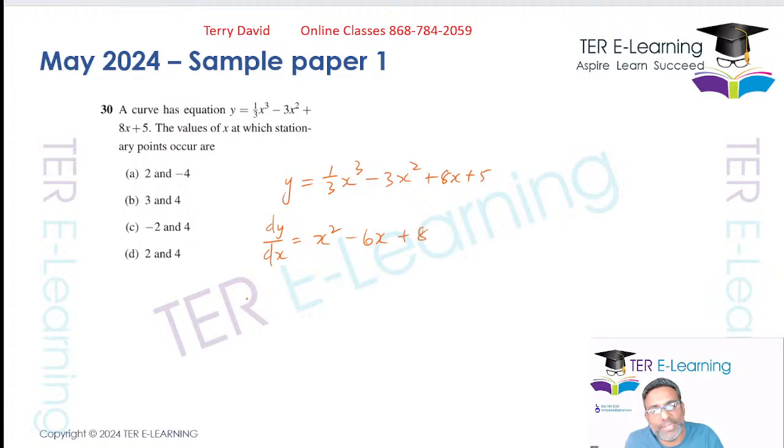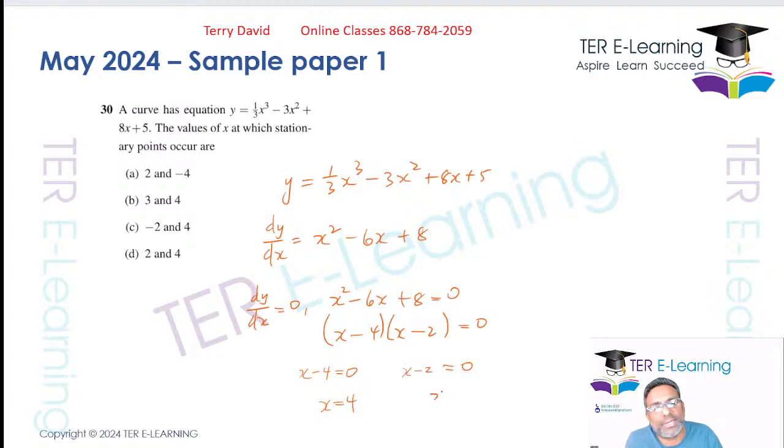At a stationary point, dy dx is equal to 0. Therefore x squared minus 6x plus 8 is equal to 0. This factorises as (x minus 4)(x minus 2). So x minus 4 is equal to 0, and x is equal to 4. Also, x minus 2 is equal to 0, and therefore x is equal to 2. So the stationary points occur at 2 and 4. So the answer is D.